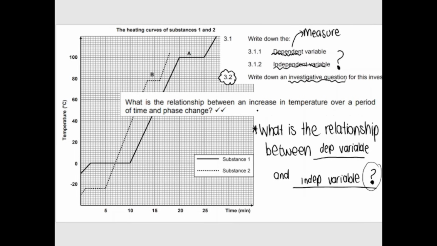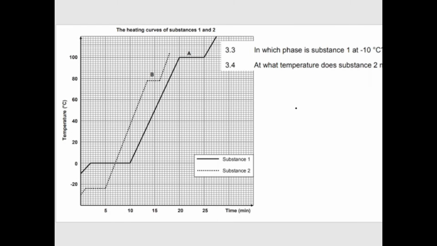So here, just take note that they do mention both variables, and they do throw in their phase change because as time is going on, as temperature is increasing, it is resulting in phase changes. 3.3, in what phase is substance 1, that is a solid line, at negative 10 degrees Celsius? So if you look, negative 10 is between here and here, somewhere there, okay? So substance 1 at negative 10, that represents this part of the curve. And we know, we mentioned earlier, that substance 1 is a solid at negative 10. Just a solid.